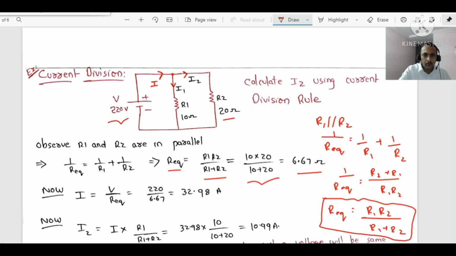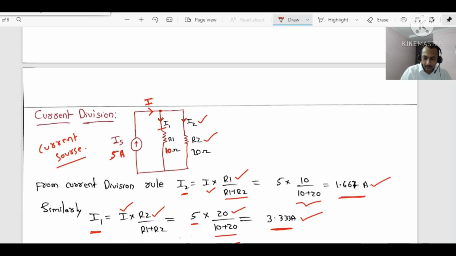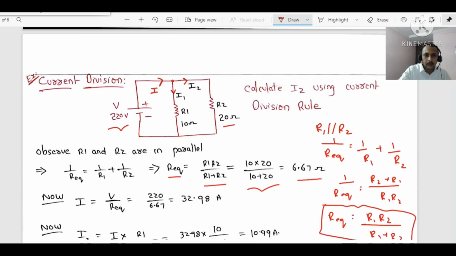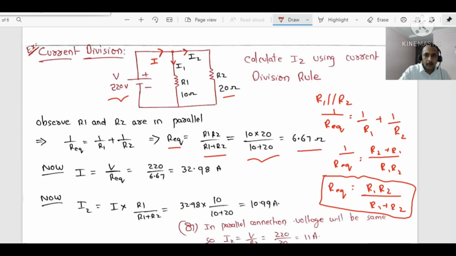In the previous case, the problem was made simple because directly the current source value is given. Observe here. Directly the entering current of 5 amps is given because it is a current source. But now a voltage source is given. We have to find this current. That's the only difference. In order to find I, V divided by R equivalent from Ohm's law. V is already given, 220 volts divided by 6.67. So 32.98 amps is entering here. Now how does it get divided?